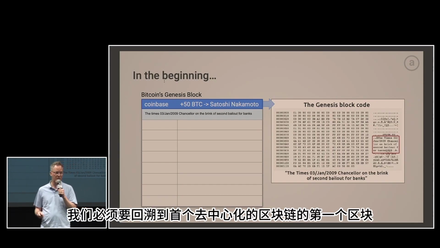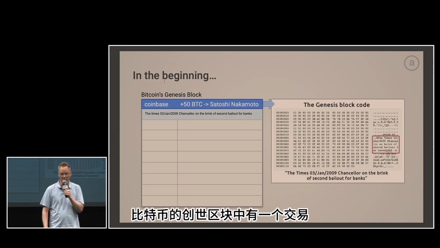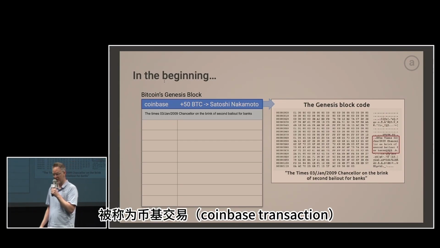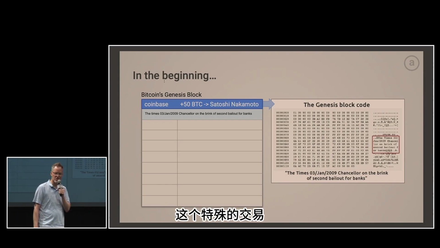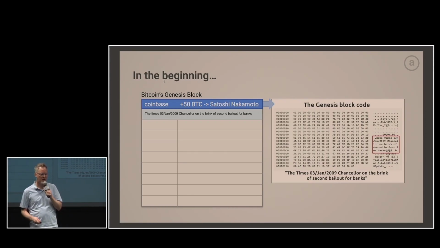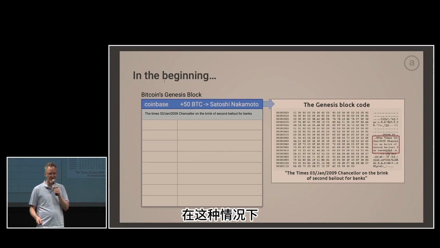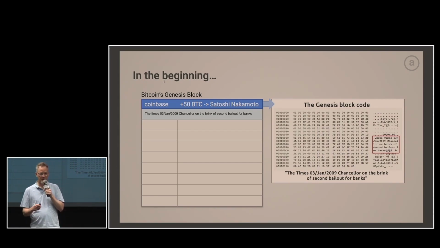the first block of the first decentralized blockchain, which is Bitcoin's Genesis block. Bitcoin's Genesis block had a single transaction in it, which is known as a Coinbase transaction. It's a special transaction that the protocol allows, and what it does is it awards the producer of the block with the block rewards. And in this case, it awarded Satoshi Nakamoto 50 BTC.